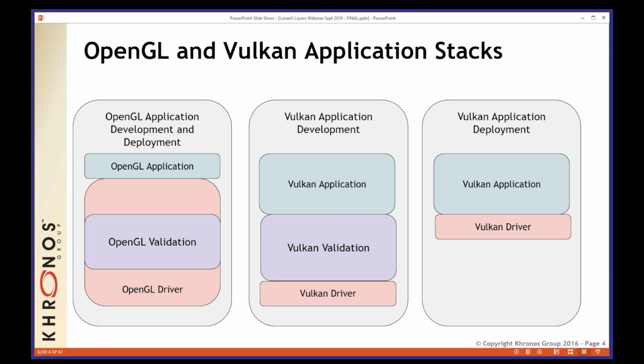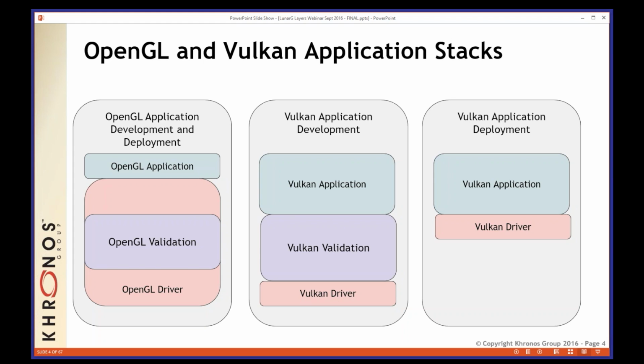Things are a little bit different with Vulkan. In the middle box, the validation code is separated out into a separate layer. And what you should do during development is make sure your application is validation clean, which means that it runs without triggering any validation errors. Finally, when it's ready to be released, over in the right-hand box, you can just eliminate the Vulkan validation layers and basically just ship the application and the driver.